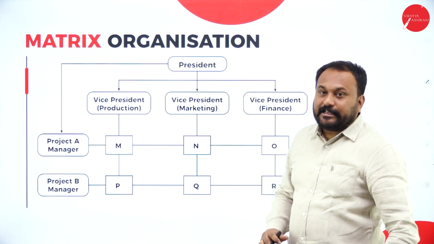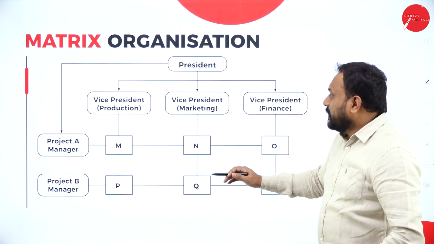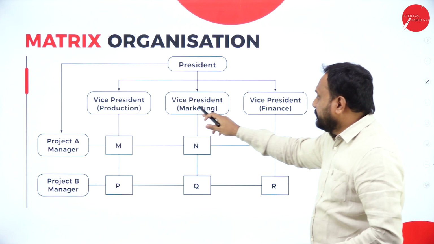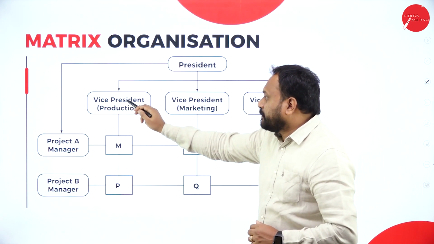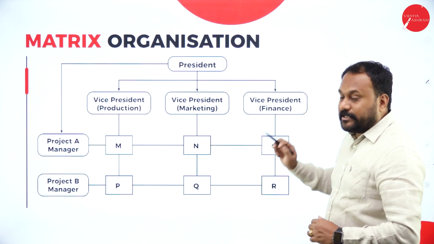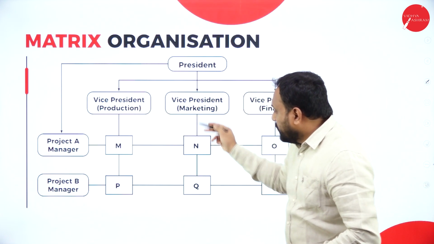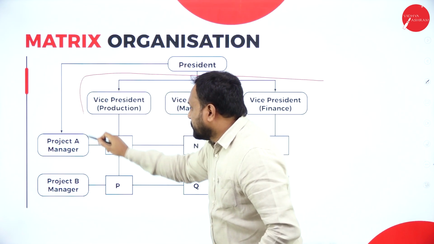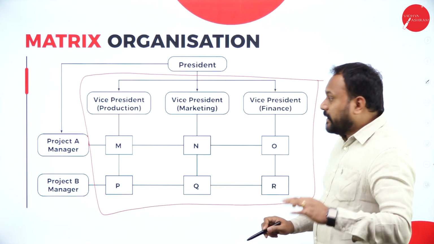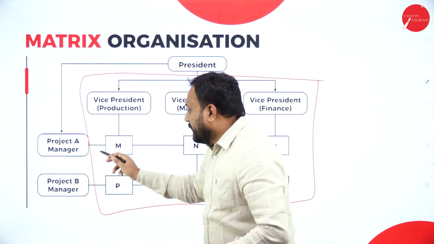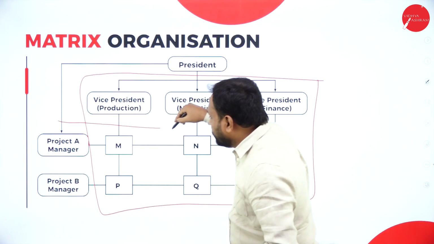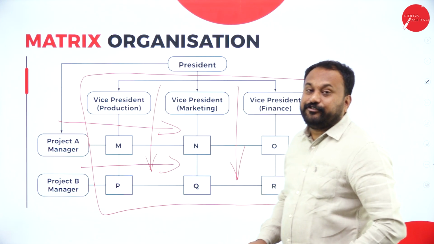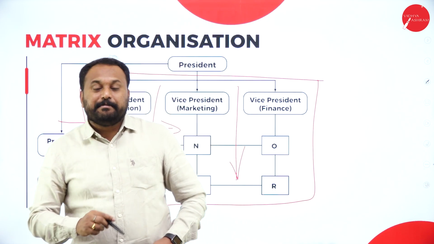So what exactly will the matrix organization look like? Say, for example, forget about these two here. If we only understand the president, vice presidents, we have the production vice president, marketing vice president, finance vice president. We have people below him, right? So this entire part is functional. But now there's an add-on, that is project A, project B. So we have the horizontal here, and the vertical here. The combination of vertical and horizontal is called the matrix organization.